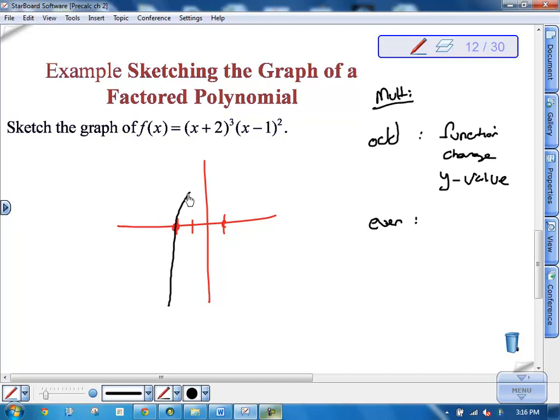In even multiplicity, like this one here, at 1, the function doesn't change signs. Okay? So we're talking about the sign of the y value. This one goes from negative to positive, and the y value here stays positive on an even multiplicity. So the function does not change signs. And when we talk about the sign, we're talking about the y value. It goes from negative to positive, and it stays positive at this one.